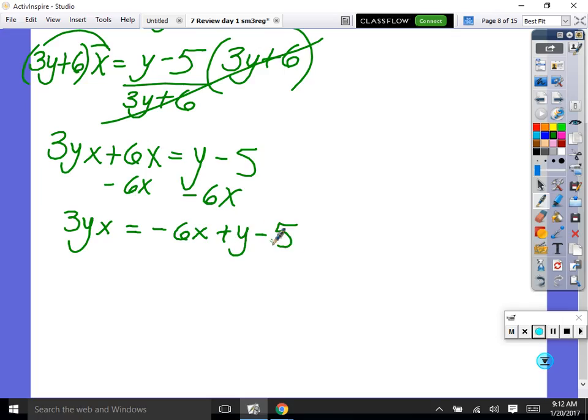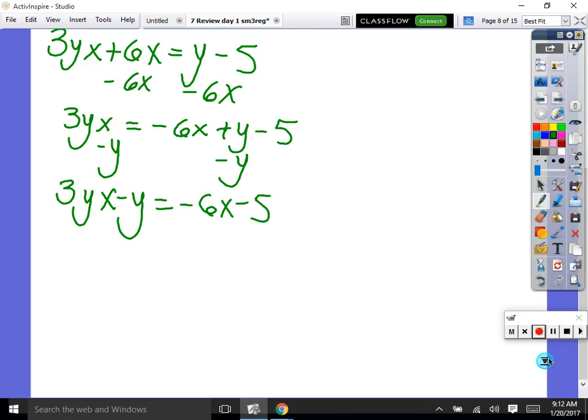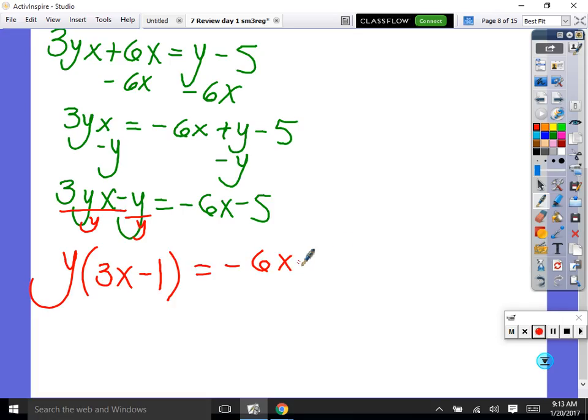Next step, subtract y from both sides, right? Getting all the y's. So 3yx minus y, so it looks like some of you did get it right, equals negative 6x minus 5. Next step, we're trying to get y alone, so wouldn't we factor out a y? Because now we can have one y. Factor out a y, divide by y, divide by y. What's left here? 3x minus 1. I'm glad you guys said minus 1. You're awesome. Equals negative 6x minus 5.